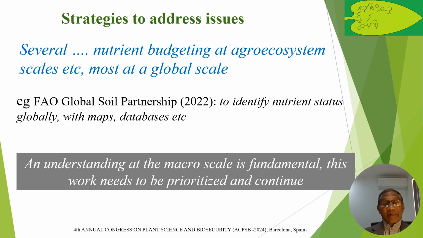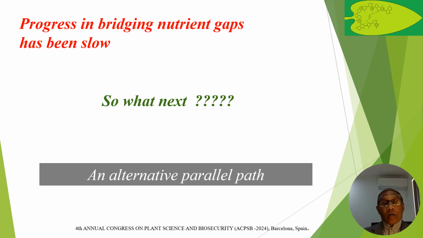I would like to say that an understanding at the macro scale is fundamental, right? And this has to be prioritized and continued. However, in spite of the global efforts to address and manage plant nutrient supply, success is still a fair distance away, right? So we have to ask the question, what next? And we have to see whether there are other pathways to achieve this. So what I'm proposing is an alternative parallel pathway.